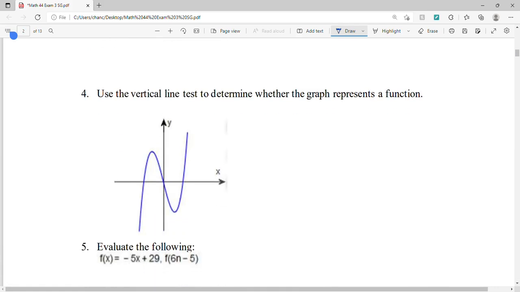In example 4, this is a cubic function, but if you look carefully, every single vertical line that I can possibly imagine will only intersect once, so we have a function.